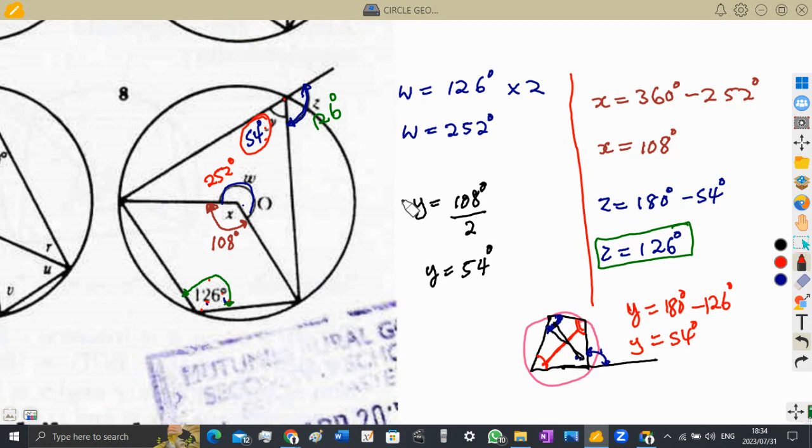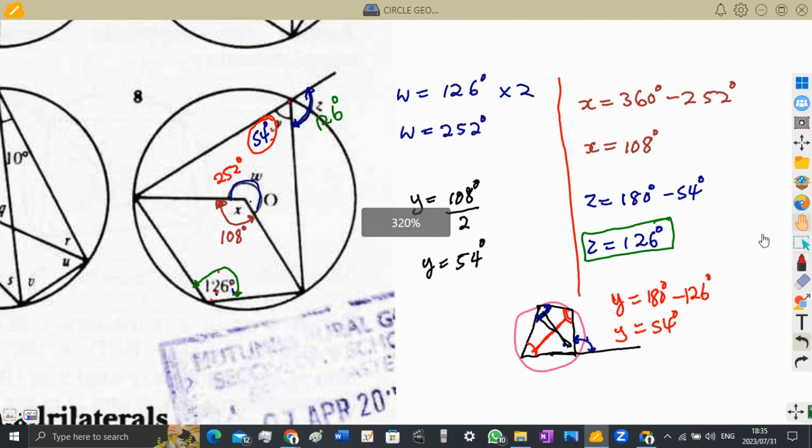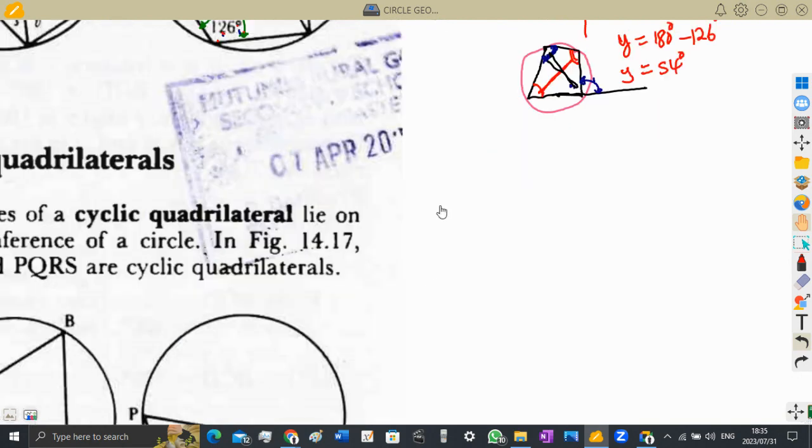So as we can see, as long as you are working with the correct theorem, you are supposed to obtain the same answer. It might differ in the way that we calculated our values or the theorems that we are using, but as long as we are using the correct theorem, we must obtain the same answers. That is the advantage of our circle geometry. All right.